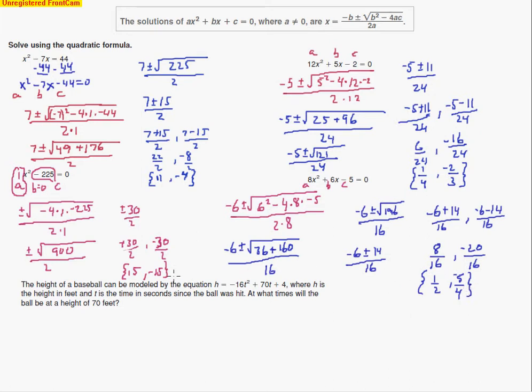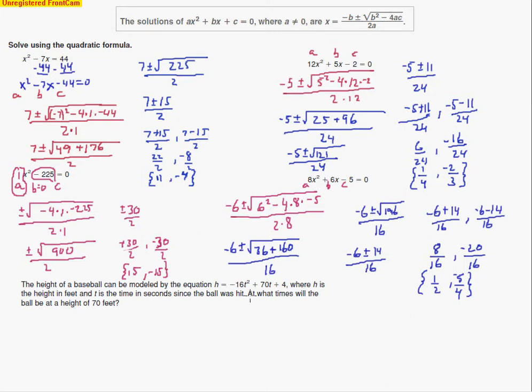One more problem here. The height of a baseball can be modeled by the equation h equals, and then they give us some information. Remember, h stands for the height, t is time in seconds, and that's what they tell us here, since the ball was hit. And so 4 represents how high it was off the ground to start with. 70 is the amount of feet per second, the initial velocity, and the negative 16 has to deal with the half of the acceleration of gravity.